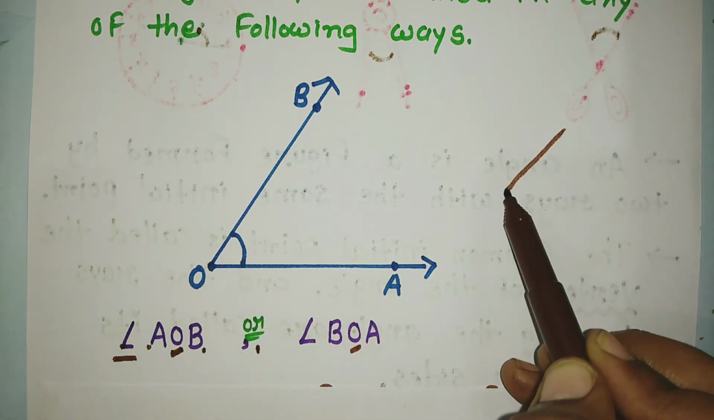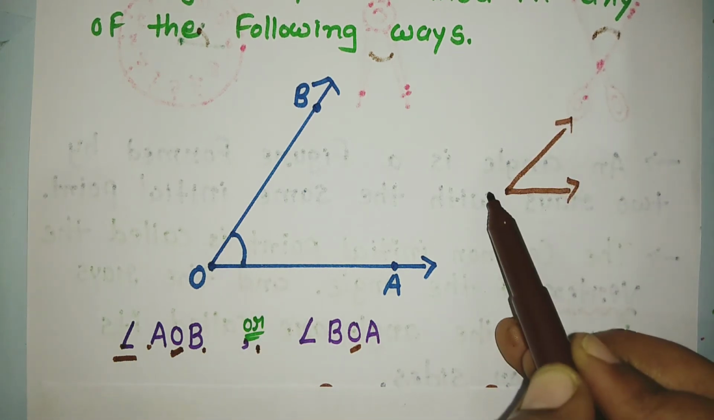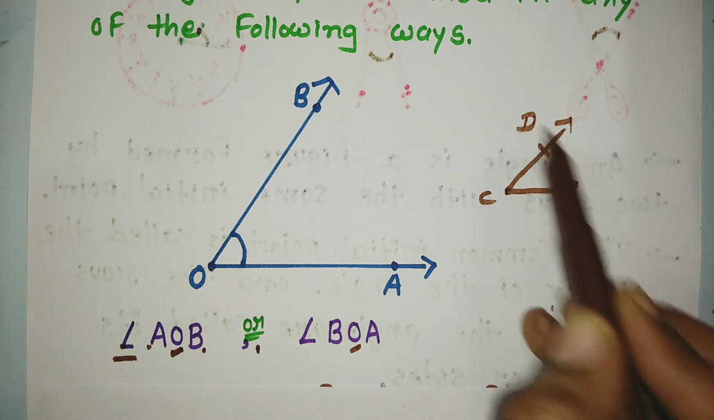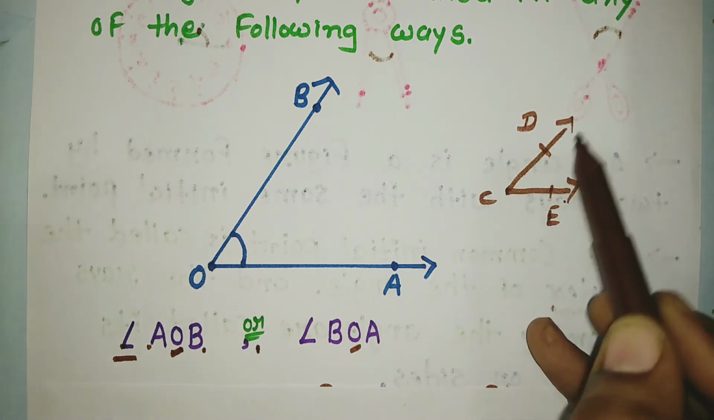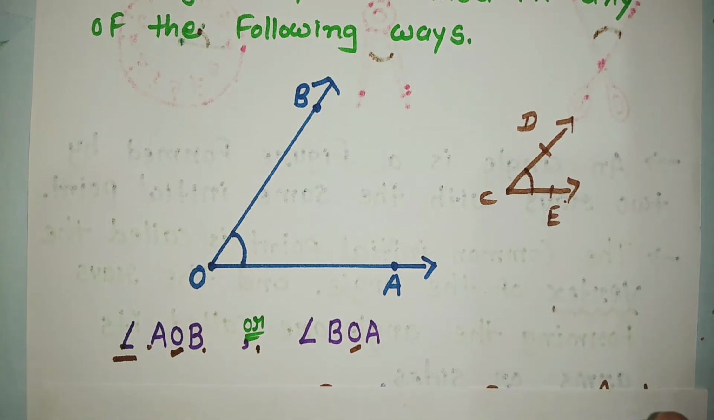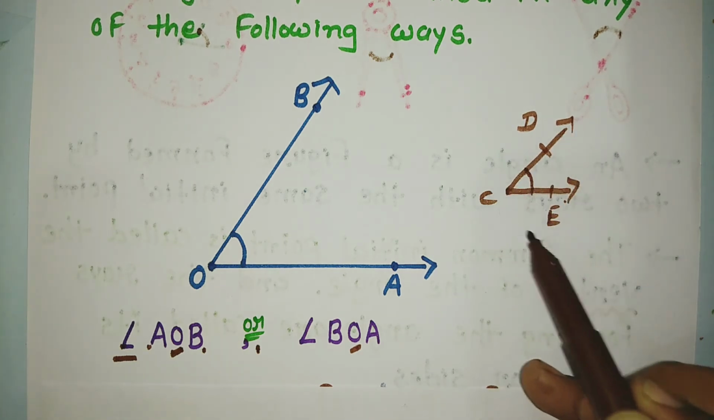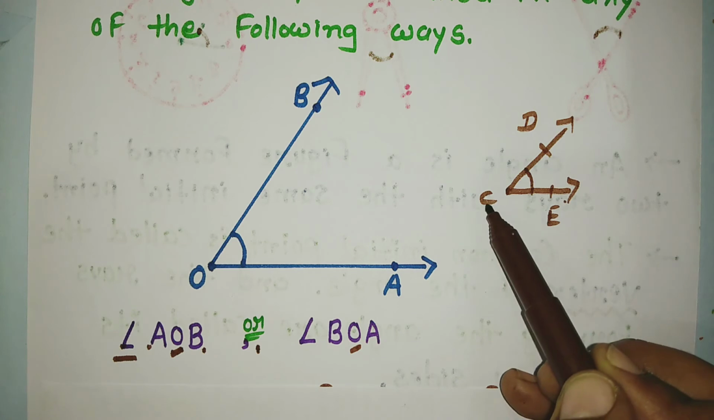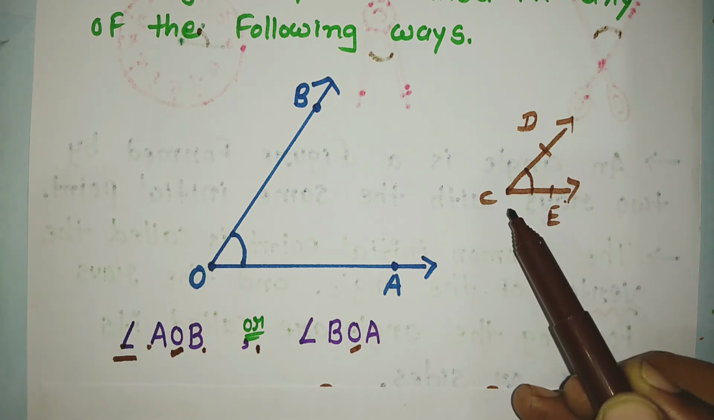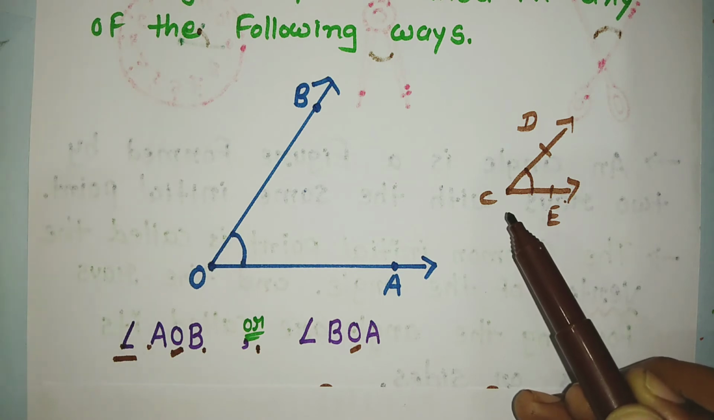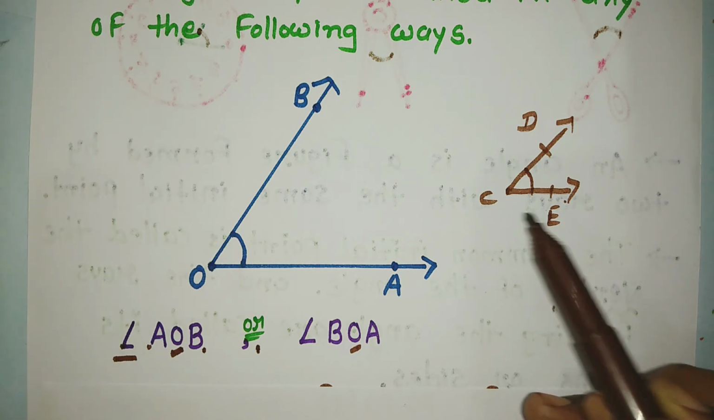I am giving another example over here. This is C, this is D, and this one is E. CE ray and CD ray. This angle is forming over here. Now I want to give the name of this angle. The angle is forming near C, so I have to keep C in between the two letters. Whatever the name of the angle, that letter should be in between.